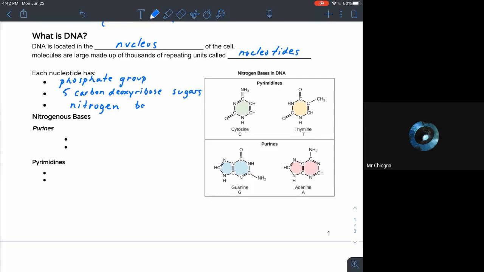Okay, so here are the bases. There are 4 bases in total, so 1, 2, 3, 4. The purines are called adenine and guanine. We use A for adenine, and guanine we obviously abbreviate with G.